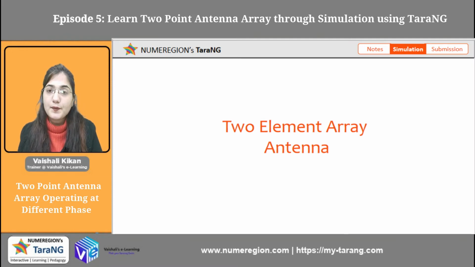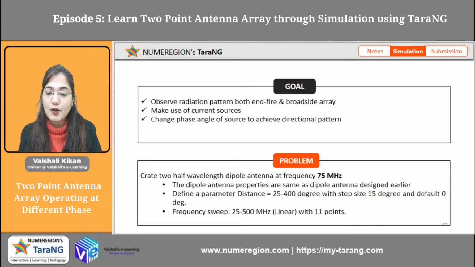So now we are observing the theory part of the 2-point antenna array. We have already seen the radiation pattern of the broadside and the end fire array. We have already seen how we can make the model, how we can simulate it, and how we can observe its radiation pattern. How we made it? With the help of current sources and the wires. The phase angle was changed to observe the directional radiation pattern.